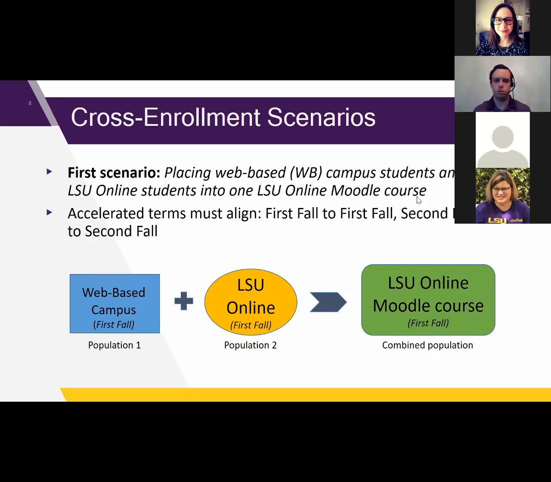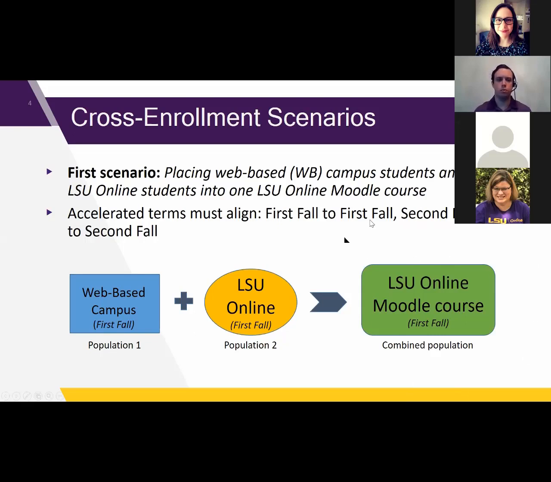And so combining the web-based campus students from a first fall offering with the LSU Online students for a first fall offering in Moodle. Like I said, those registrations, the place where the students actually live, like in the mainframe, are still separate. But this is just in Moodle, so the site of instruction. And then those people would all be combined in the one LSU Online Moodle course for first fall.